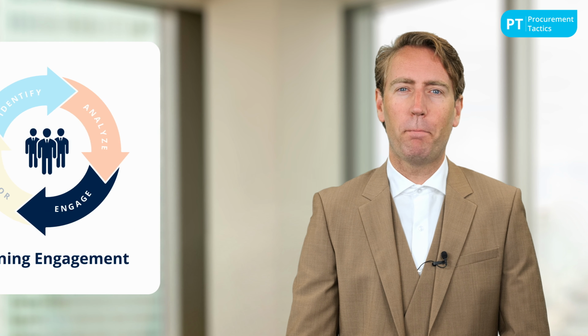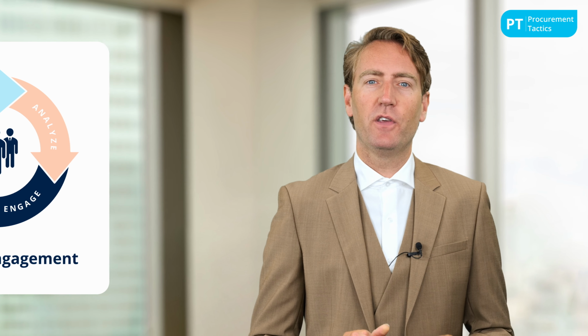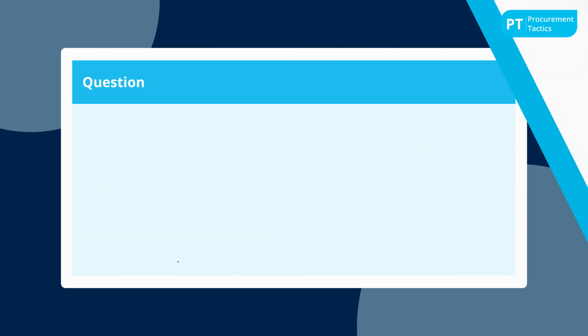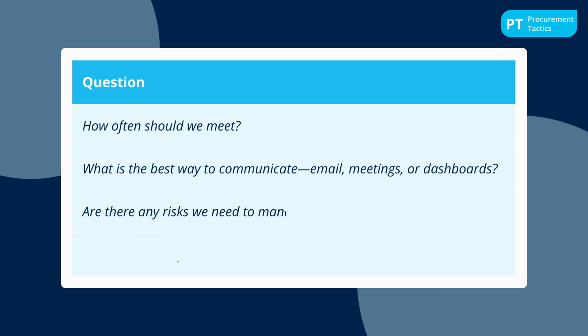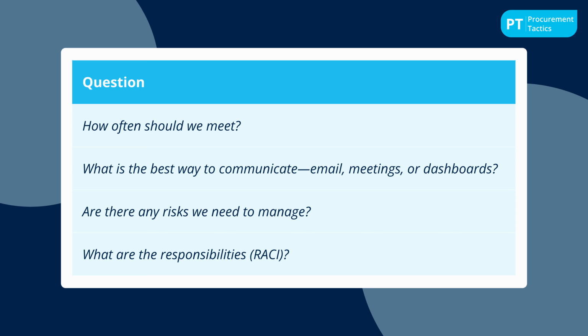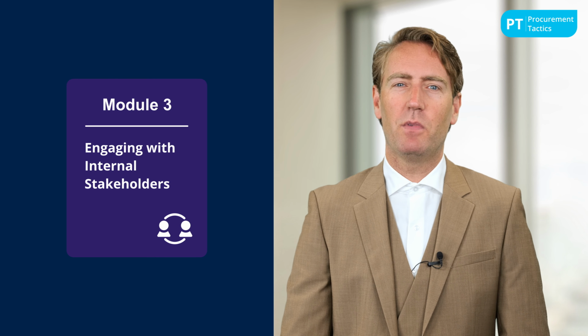The third step is planning engagement. After you've identified and analyzed your stakeholders, it's time to plan how you will engage with them. This plan should answer questions like, how often should we meet? What is the best way to communicate? Are there any risks we need to manage? And what are the responsibilities? This step helps you stay proactive and consistent in your communication and collaboration. This step we are going to discuss in Module 3.